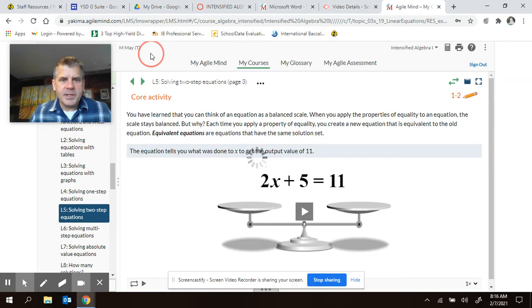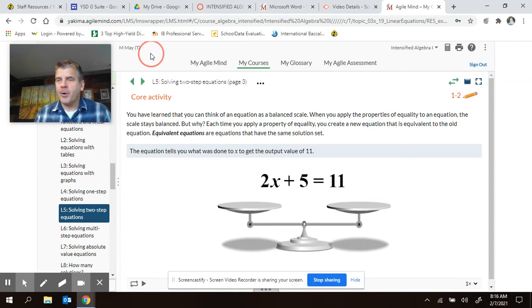So let's read along here. It says this: you've learned that you can think of an equation as a balanced scale. When you apply the properties of equality to an equation, the scale stays balanced. But why? Each time you apply the property of equality, you create a new equation.